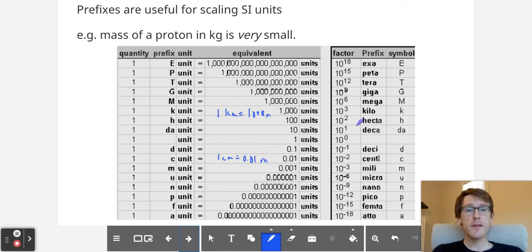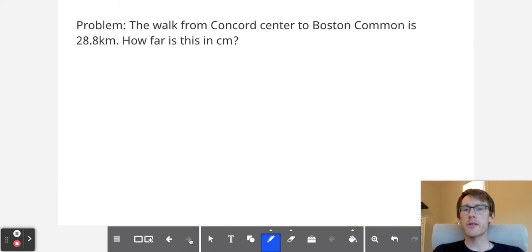So some of these prefixes you're probably familiar with already. For example, giga and tera you may know of from computers. Nano you may have heard of in the news about nanotechnology. What we're going to do now is we're going to solve this problem. We've got the walk from Concord Center to Boston Common is 28.8 kilometers. How far is this in centimeters?